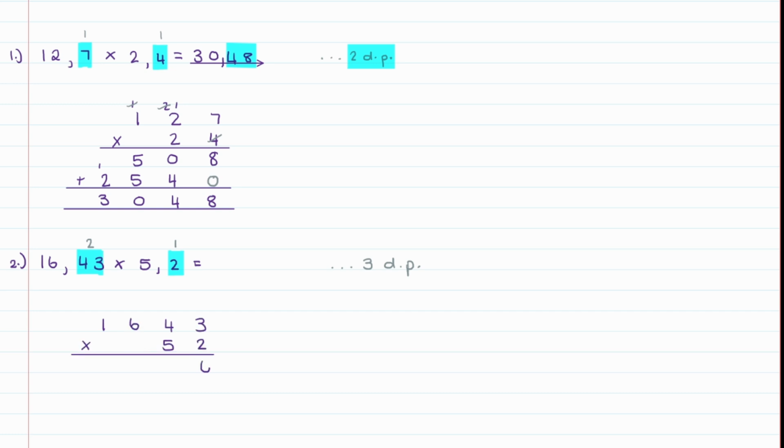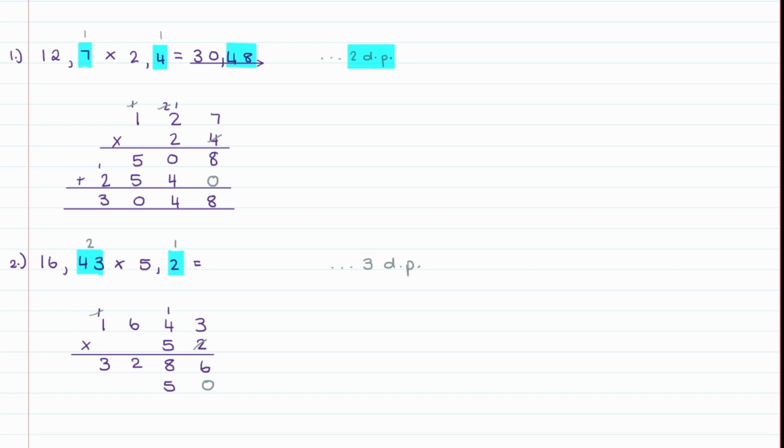3 times 2 is 6, 4 times 2 is 8, 6 times 2 is 12, so I write 2, carry the 1, and 1 times 2 is 2, but plus 1 I get 3. Then I cross out my carries and cross out the 2 and place a 0 on my second line as a placeholder. 3 times 5 is 15, so I write 5 and carry a 1.